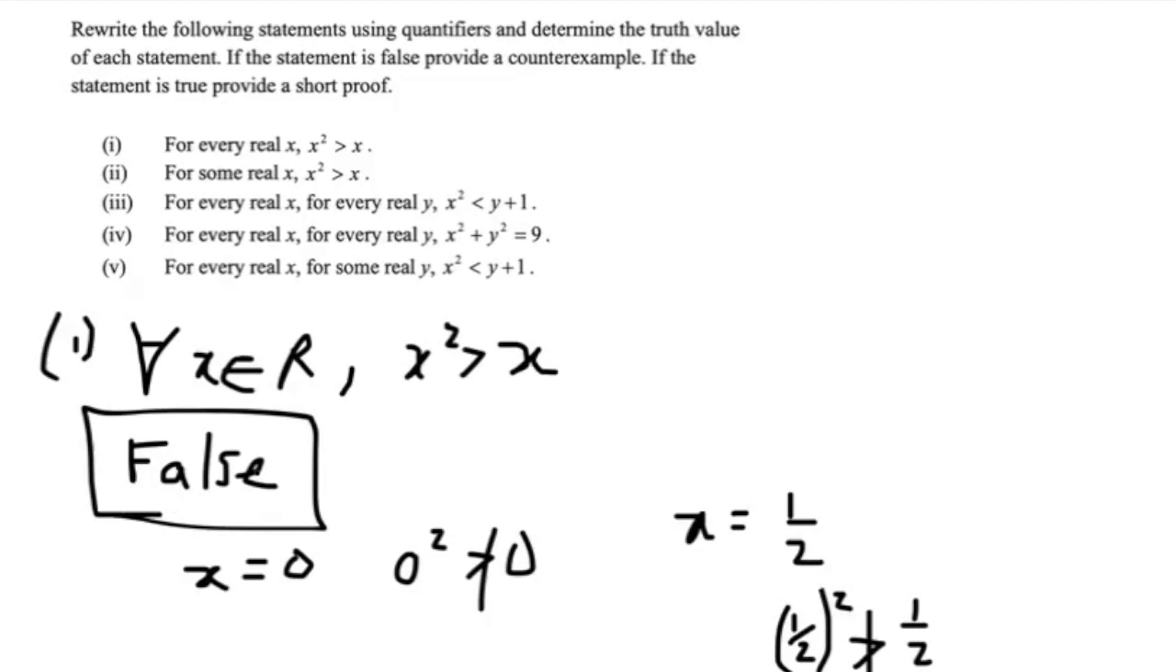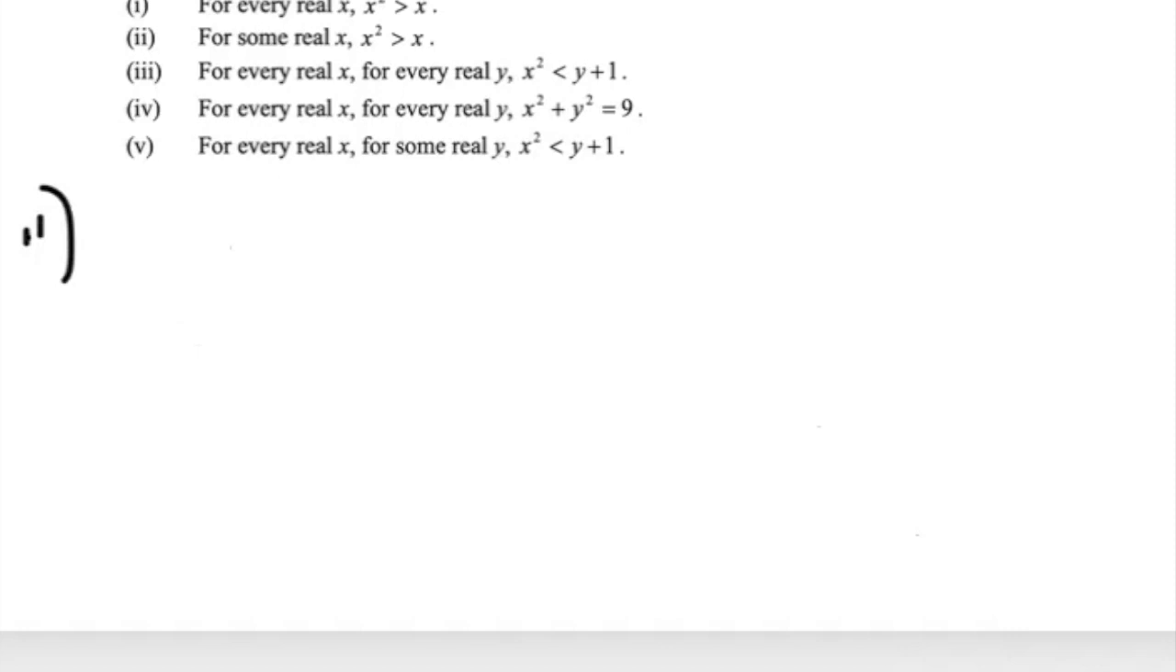To note that it's false, you need to be able to find an example that proves that this is incorrect. Because they're saying for all x, you'll have x squared greater than x. That's not true because x equals 0 shows that it doesn't work, and x equal half shows that it doesn't work.